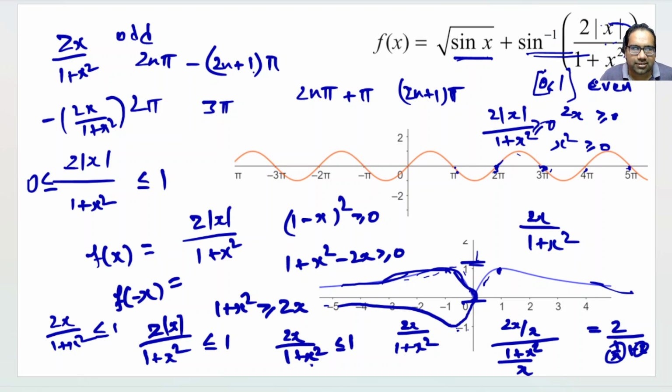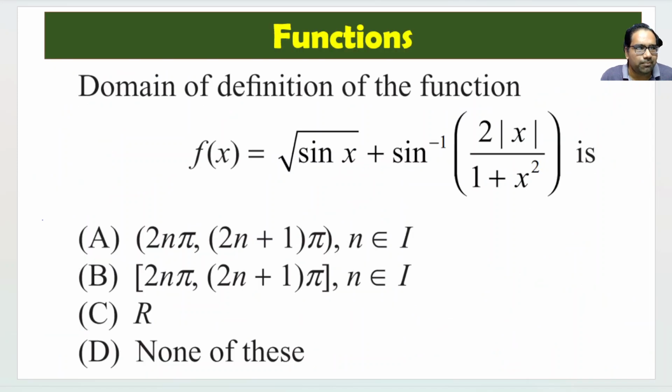So net, in the second part there is no restriction. In the first part there is a restriction. That restriction is 2n pi to 2n plus 1 pi. So finally the domain is 2n pi to 2n plus 1 pi.